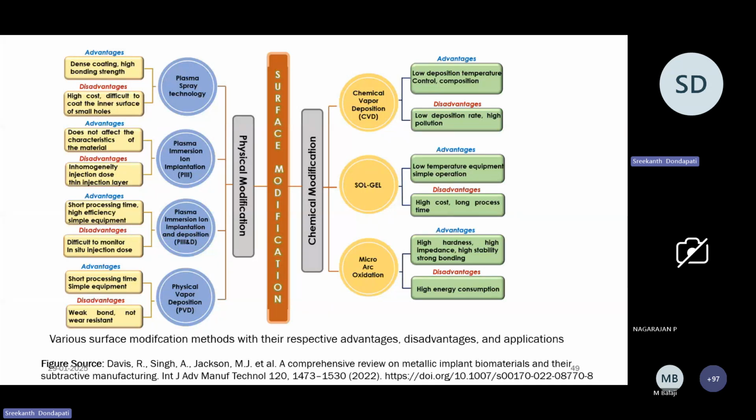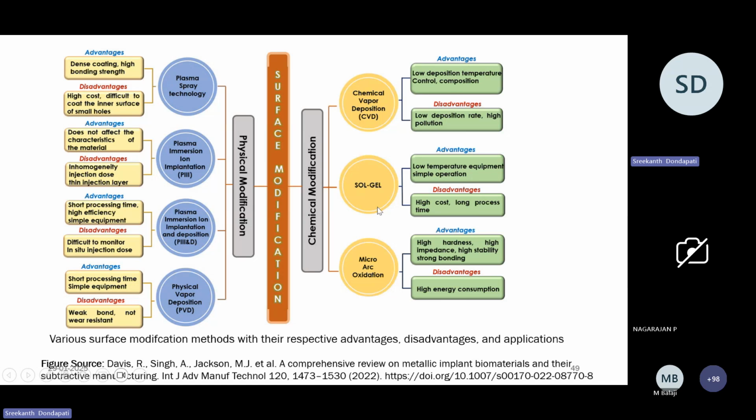Every surface modification technique has some advantages, and of course they do have disadvantages. Every process definitely has disadvantages by itself. So we cannot say this process is particularly good and this process is particularly bad, but it all depends on the application. Everything has advantages and disadvantages. And if you see the chemical modification side, we have chemical vapor deposition and the sol-gel method, and the other one is micro arc oxidation, also called plasma electrolytic oxidation.